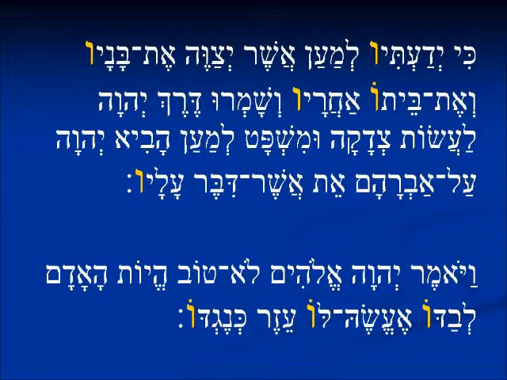Bereshit Yud Chet Pasuk 19, Genesis 18:19. Ki yedativ lema'an asher yitzaveh et banav ve'et beito acharav v'shamru derech Yahweh la'asot tzedakah u'mishpat lema'an havi Yahweh al Avraham et asher diber elav. Bereshit Bet Pasuk 18, Genesis 2:18. Vayomer Yahweh Elohim, lo tov heyot ha'adam levado, e'eseh lo ezer kenegdo.